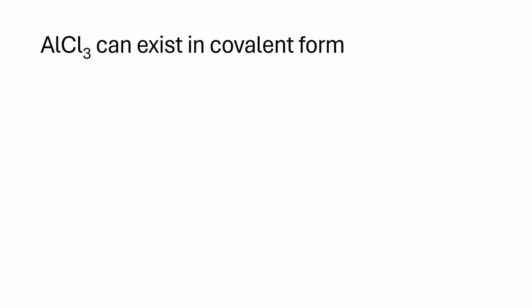So the first thing to remember, well actually you don't need to remember it for the OCR specification, but if you're required to remember this for other A-level specifications such as AQA for example, AlCl3, although it's a compound between a metal and a non-metal, it can exist in covalent form because aluminium is quite close to the boundary on the periodic table between metals and non-metals, so exhibits some non-metallic behavior, including some covalent bonding in certain conditions.